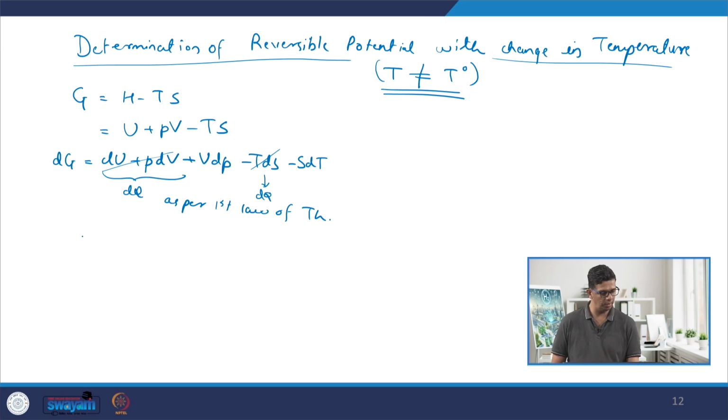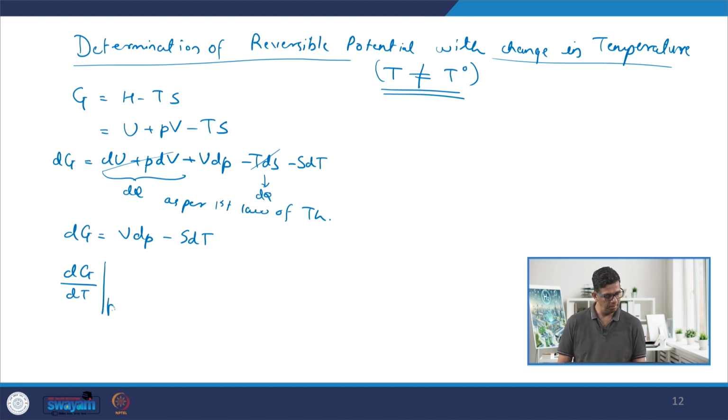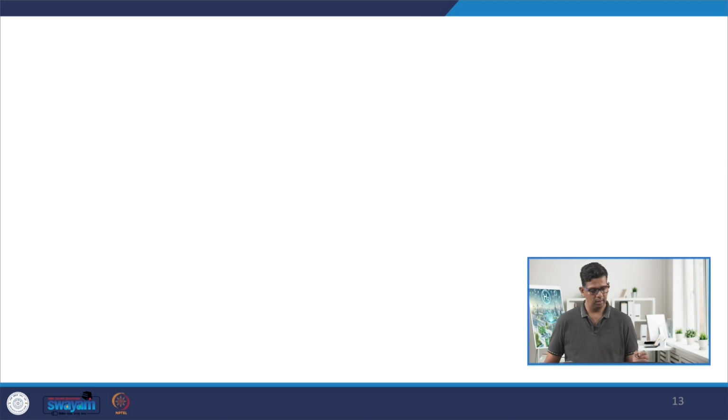So we can write dG equals V dP minus S dT. We are trying to observe the change in Gibbs free energy with respect to temperature, so we write dG with respect to change in temperature, keeping pressure constant, and that equals minus S. Let me write that equation one more time: dG by dT, keeping pressure constant, is minus S.